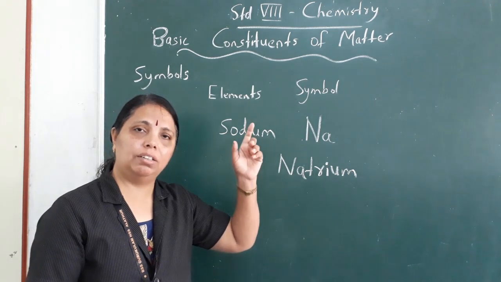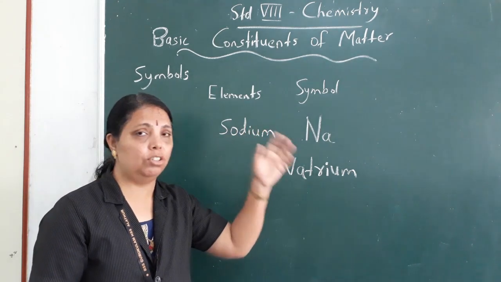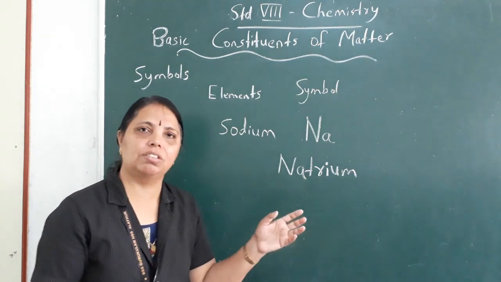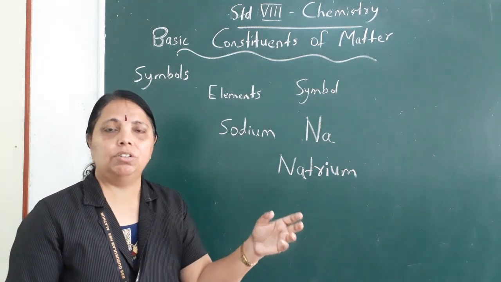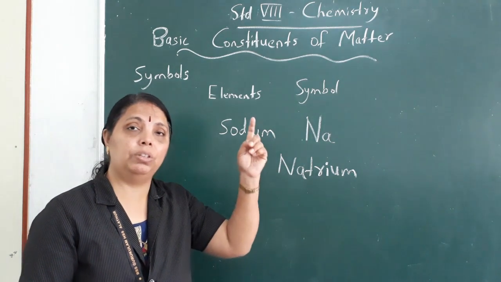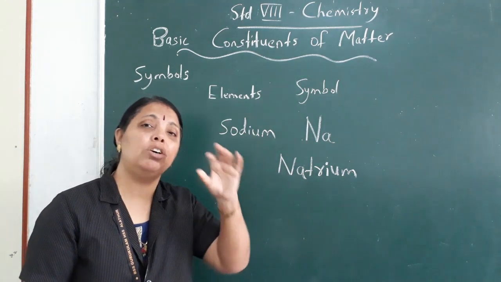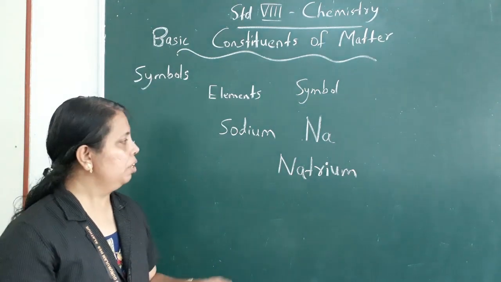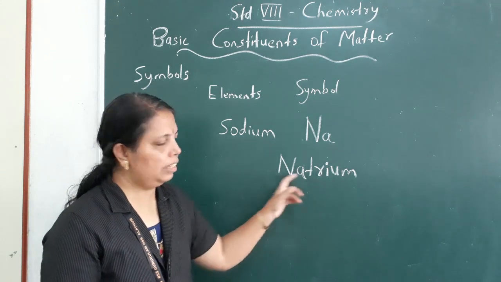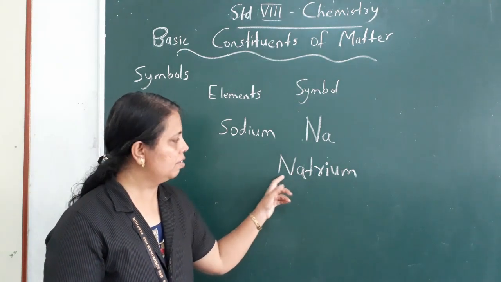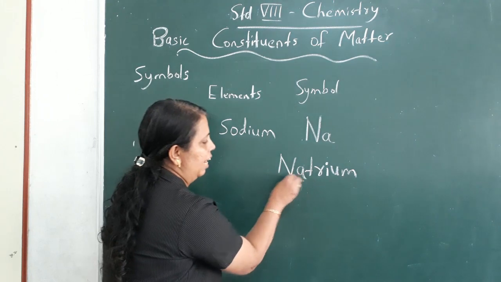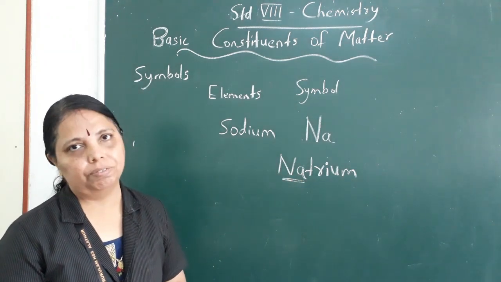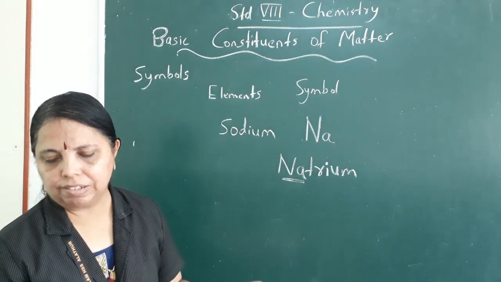See, many centuries back, English was not the spoken language. There were many other languages, Latin, Greek and all that. So many elements were discovered then, and the names were given from the meaning of those Latin words. You will know that later. I'll teach you. So from the Latin name of sodium, we got the symbol for sodium, that is Na. Okay, so what is the symbol for sodium? Na.